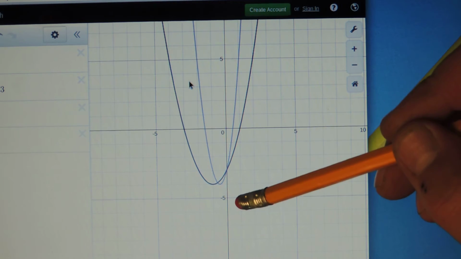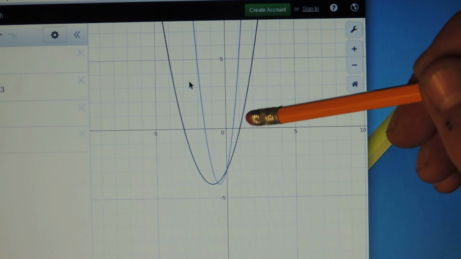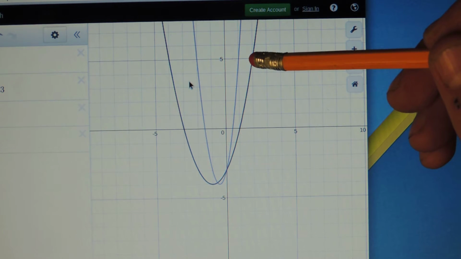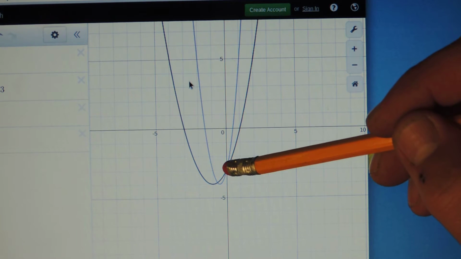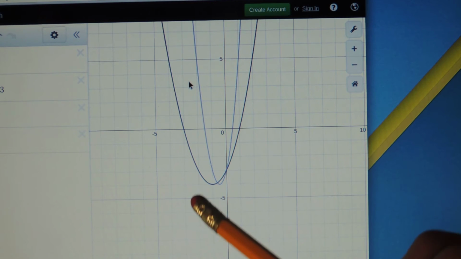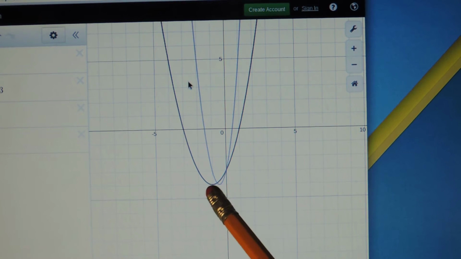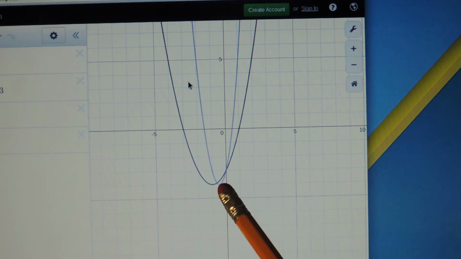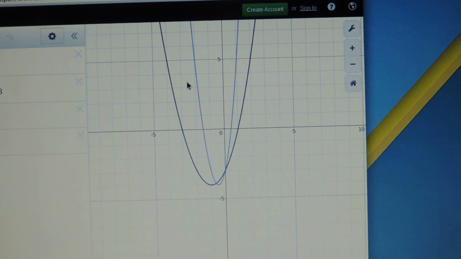So for every x, if x is 1, the new x is 1/2. When x is 2, the new x is 1. When x was 0, the new x is 0. When x was -2, the new x is -1. When x was -1, the new x is -1/2. So for every x value, it's 1/2 of what it was before. So I did accomplish my goal.